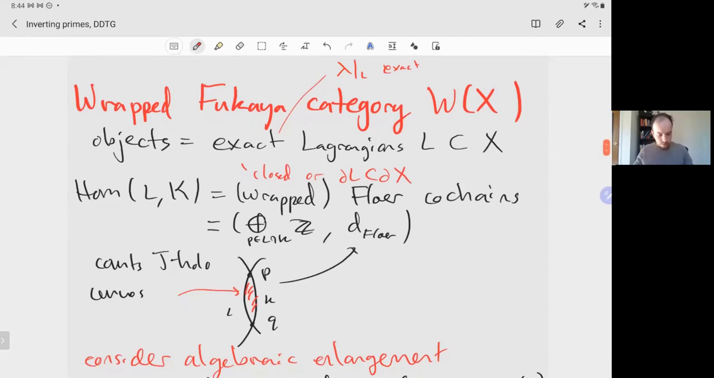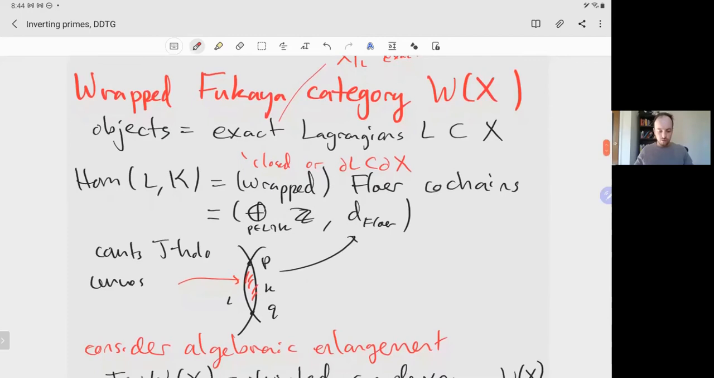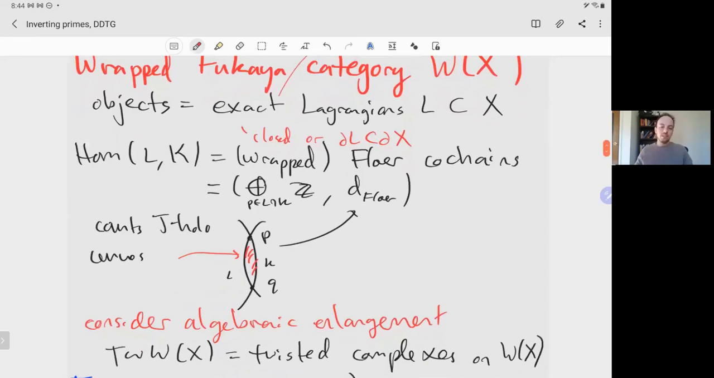And usually this category is too hard to compute. In fact, we don't really have any computations of it as stated. What people usually consider is an algebraic enlargement of the Foucault category, which is to consider twisted complexes on the Foucault category, or modules over the Foucault category, and then to study that. And we actually have many computations of this enlargement.